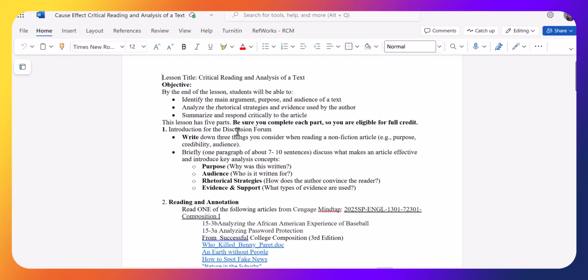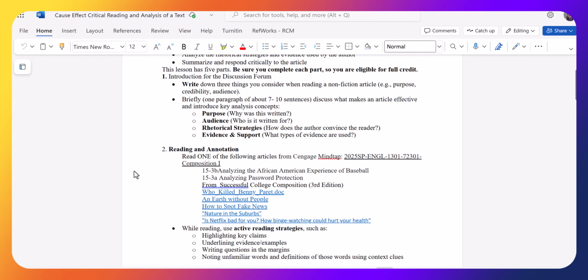First, the introduction for the discussion forum. You're going to write down 3 things you consider when reading a nonfiction article. What's the purpose? What's the credibility of the writer? Maybe who's the audience? Briefly, in one paragraph of about 7 to 10 sentences, discuss what makes an article effective and introduce key analysis concepts, such as the purpose. Why was it written? Who was it written for? How does the author convince the reader? And then what types of evidence or support are used in the article? So that's your discussion forum.